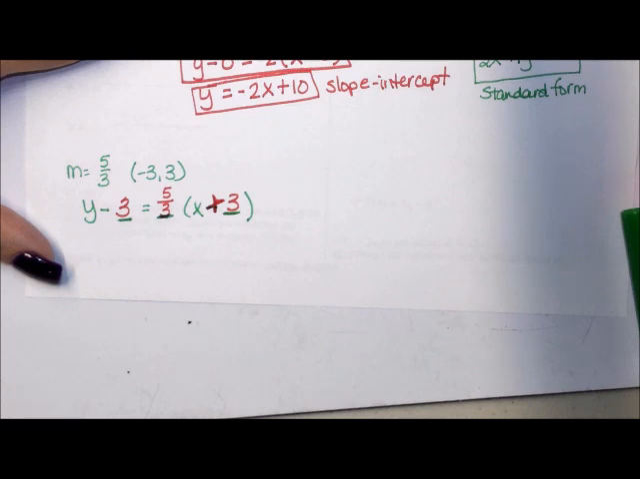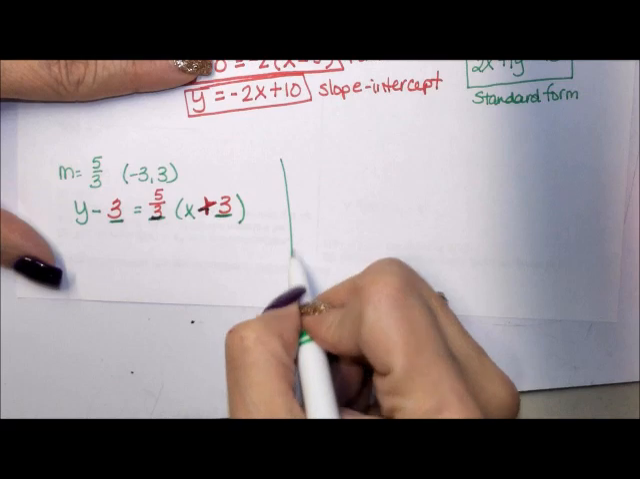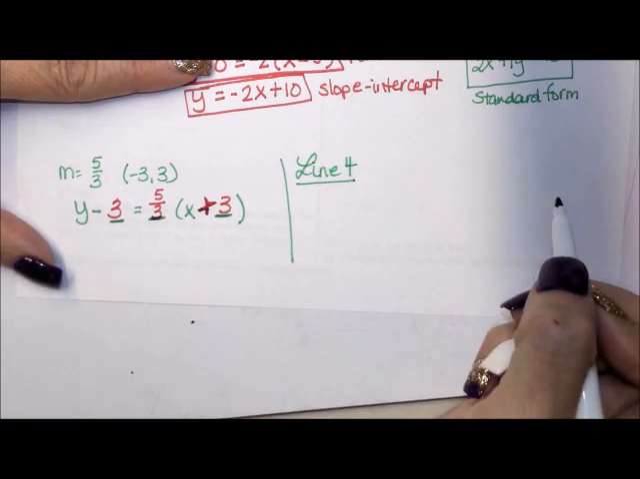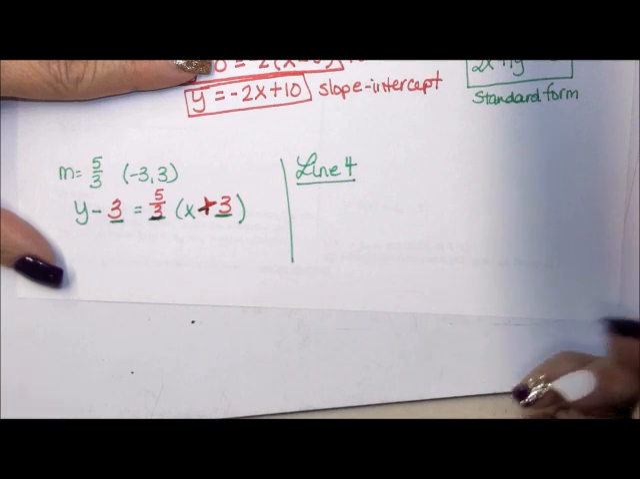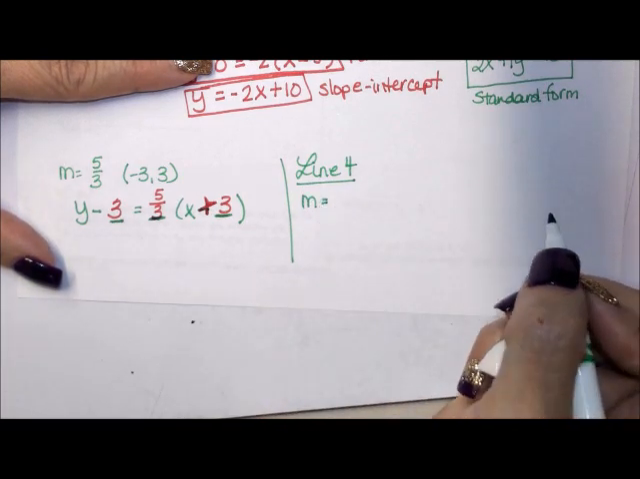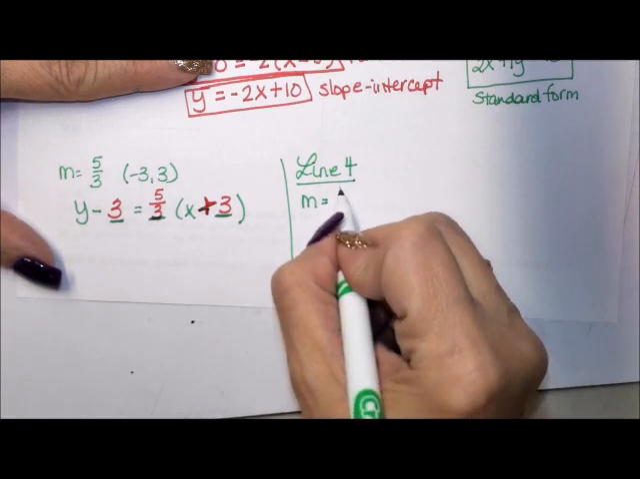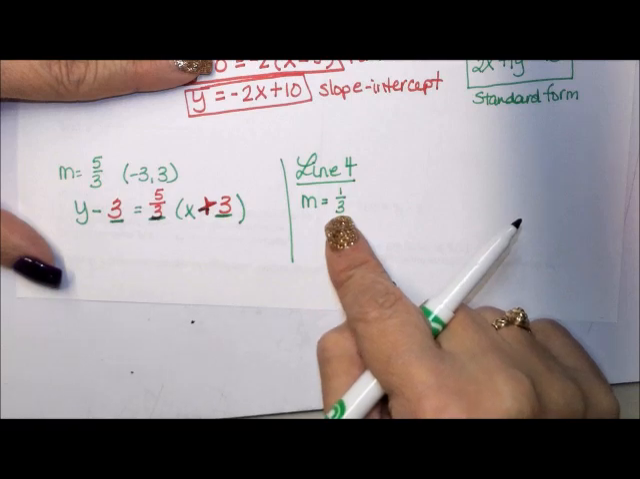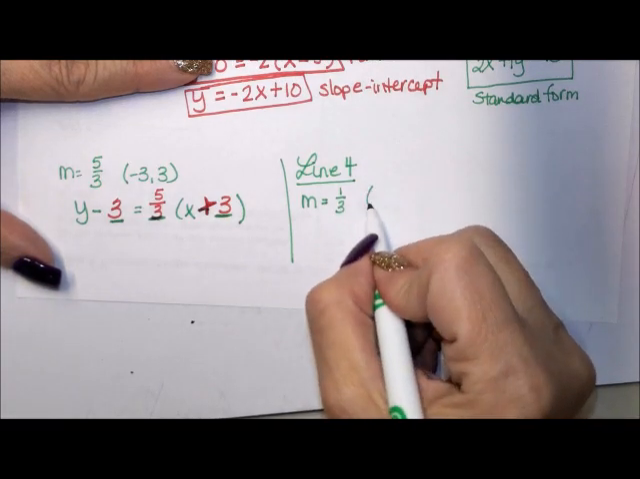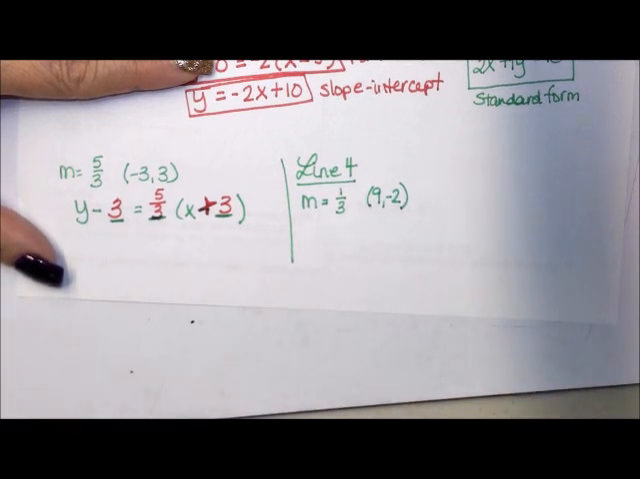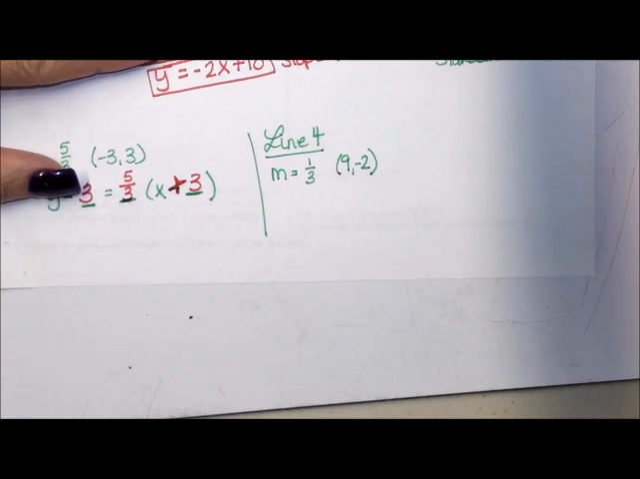Okay. Oh, let me give you a hint on line 4. Line 4, find the line that is parallel to line 1. Parallel lines have the same slope. So on number 1, your slope was 1 over 3. Parallel lines, they have the same slope. So I'm going to use 1/3, and it's going to go through 9, negative 2. There's my point and my slope, so I just have to plug and chug it out.